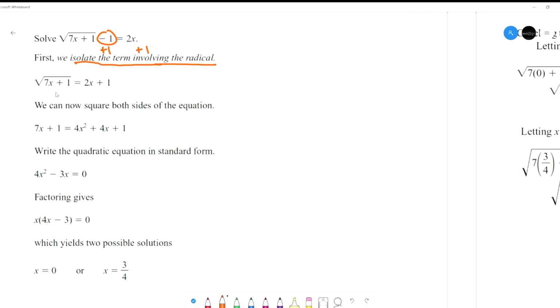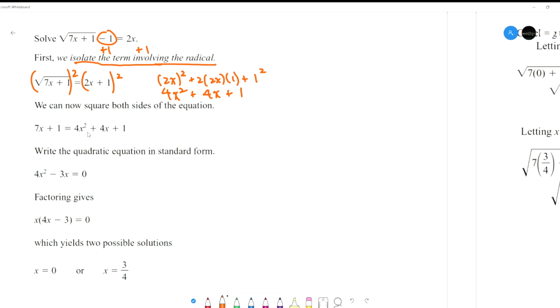Now that the radical is by itself, we can square both sides, right? And we get 7x plus 1. And 2x plus 1, when you square it, you get 4x squared plus 4x plus 1. And real quick, if you forgot the formula, it's a squared plus 2 times a times b plus b squared. So that's my 4x squared plus 4x plus 1. Okay, and that's the right hand side.